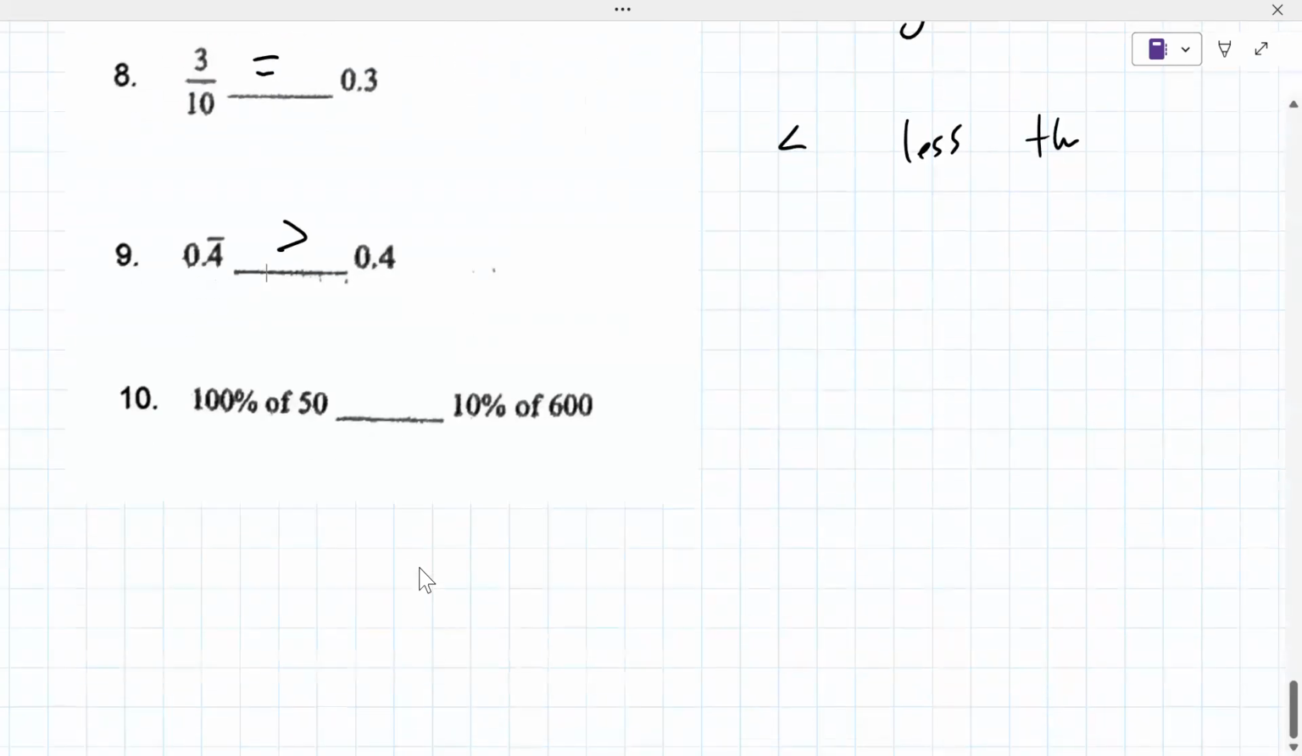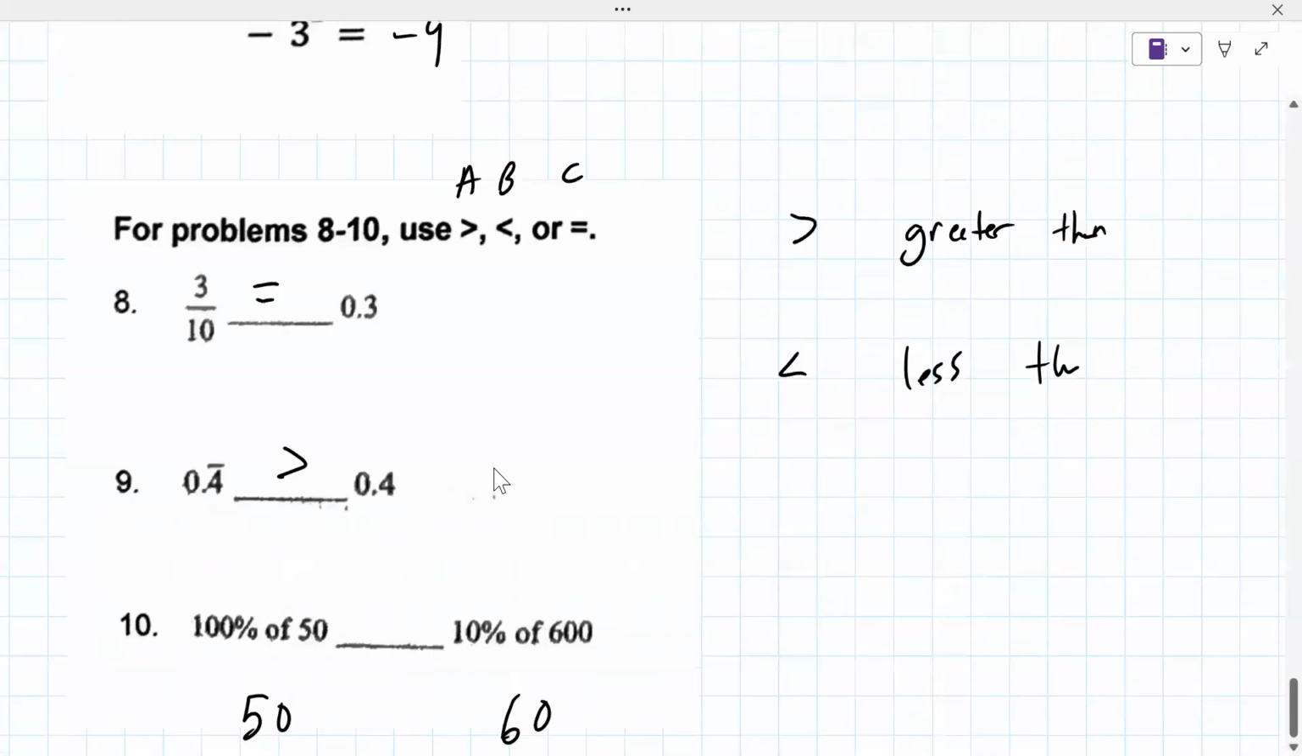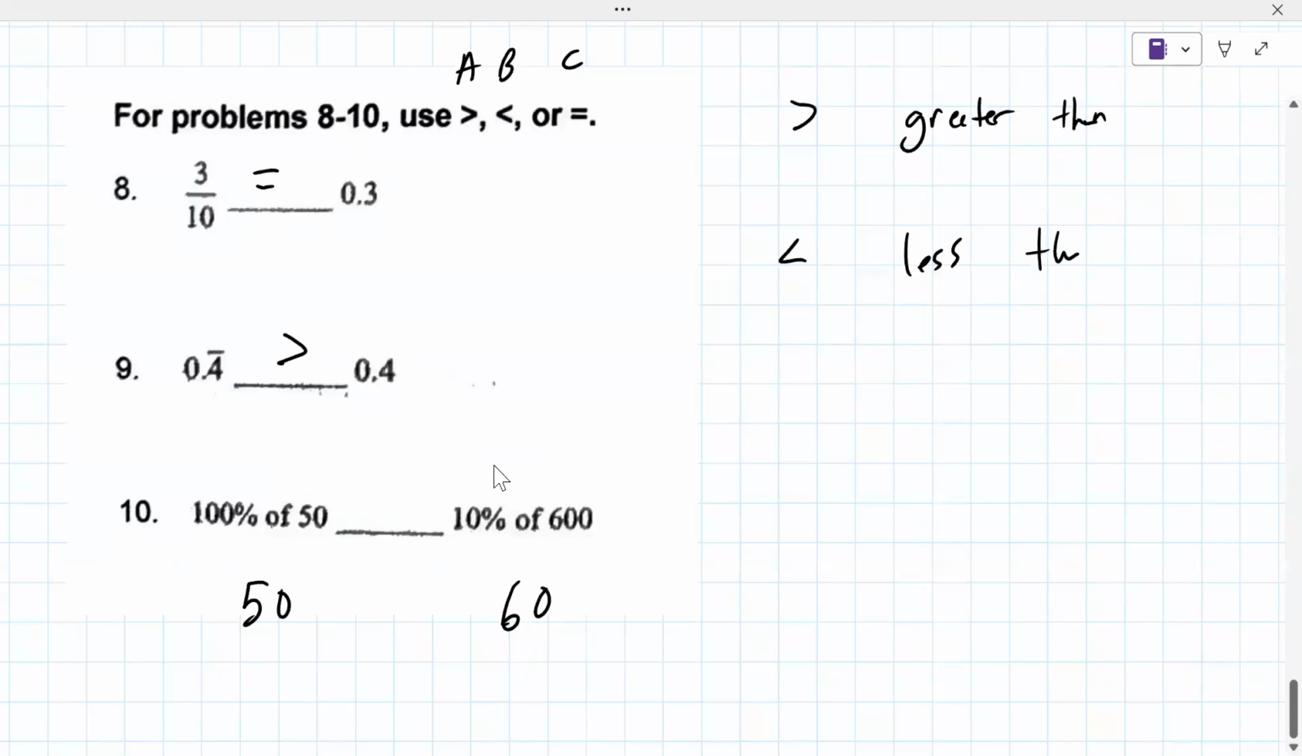Before we even answer that, what is 100% of 50? 50. Okay, what is 10% of 600? 60. Right. Okay. So I'm sorry, what symbol goes in there? The less than. Yeah, there you go.